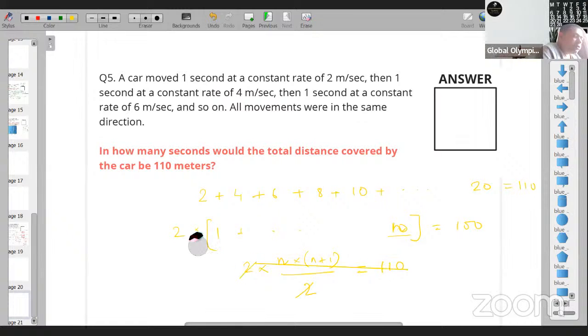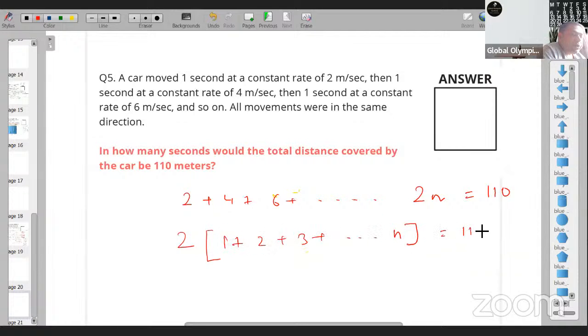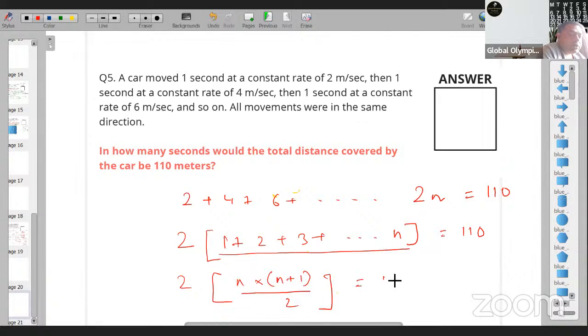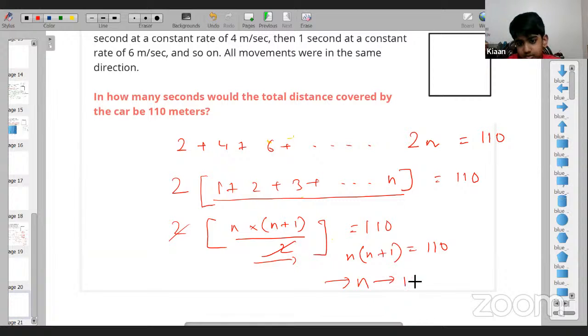So we can directly also do this using a formula. Let me just write it. So we have 2 plus 4 plus 6 plus up to, let's say, 2 times n is equal to 110. If I take the 2 common, I will have 1 plus 2 plus 3 plus up to n is equal to 55. And as we know, the formula for this is n into n plus 1 by 2. Correct? Is equal to 110. So we get n into n plus 1 is equal to 110. And from here we can just do a smart guess and we can see that n is 10.